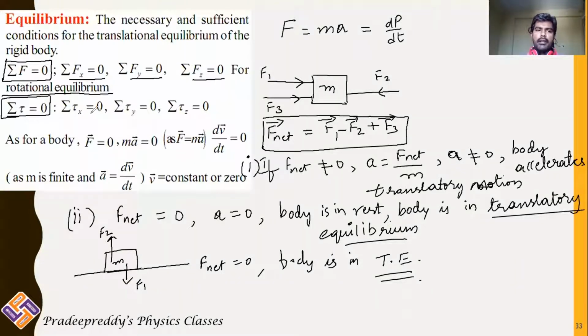Torque acting on the body along the x-axis, along the y-axis and along the z-axis should be equal to 0. If their net sum is equal to 0, then the body is said to be in rotational equilibrium. The body will not rotate, it remains stationary. So clearly only one thing you need to remember: if F is equal to 0, acceleration will be 0, rate of change of momentum is also equal to 0, body does not move, velocity can be constant or velocity can be equal to 0. We say that the body is in equilibrium condition.